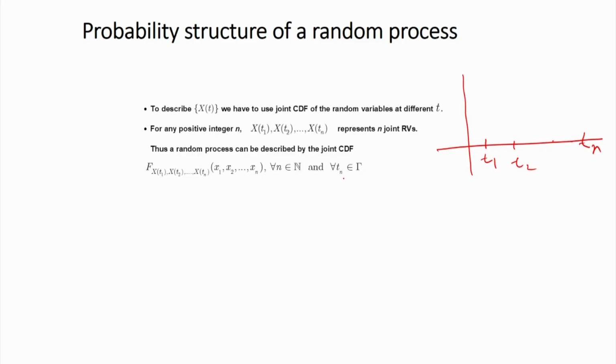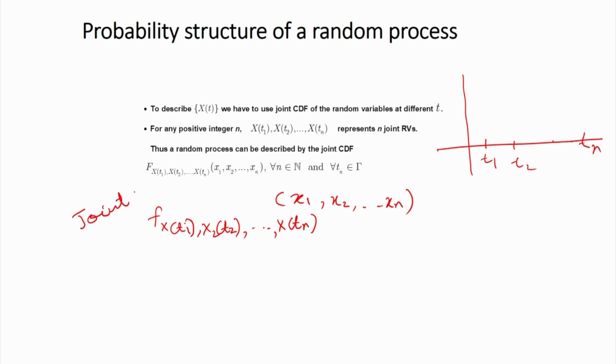Similarly, we can describe the random process x(t) by the joint PDF. We can also have f of x(t1), x(t2) up to x(tn) at points x1, x2 up to xn. So, we can have this joint CDF, joint PDF.